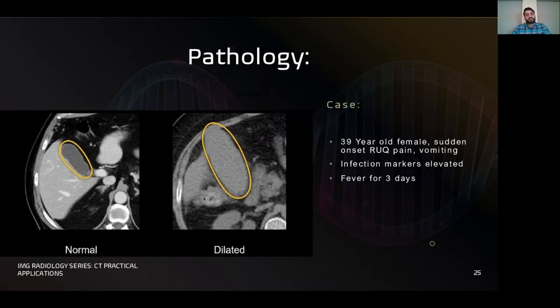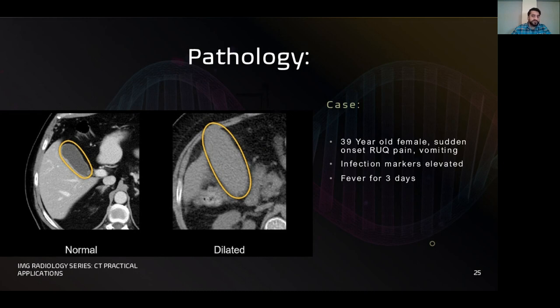So here's a particular case that we can discuss. This is what a normal gallbladder looks like. This is when it's dilated or essentially it's infected. And what do we refer to an infected gallbladder as? What's the term that we use to describe it?